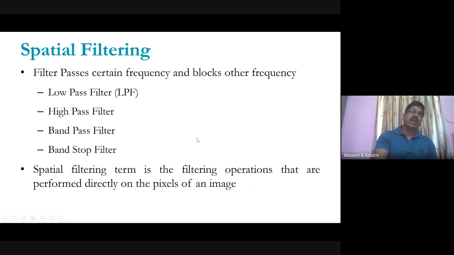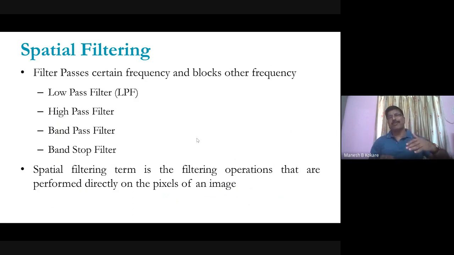Now I told you that the third and most important part of low-level computer vision is filtering. So what is filtering basically? You might have studied this in undergraduate also. Basically, the role of a filter is to pass certain frequencies and block the other frequencies.